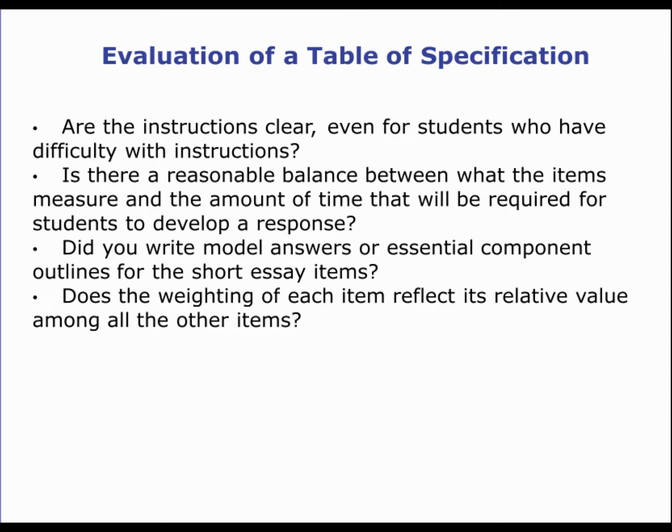Did you write model answers or essential components for your short essays? Like, what are you looking for in there? Does the weighting of each item reflect the relative value among all the other ones? So you give a short answer, let's say, and there are 3 plausible answers. I'd give it 6 points instead of 2 points like a multiple choice question, because if there are 3 plausible explanations and they mention all 3, they get all 6 points.